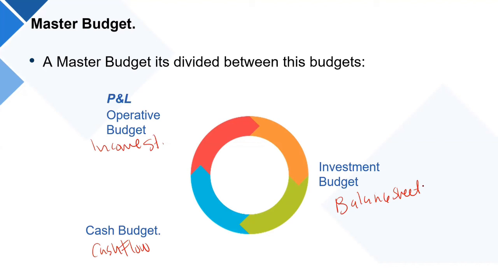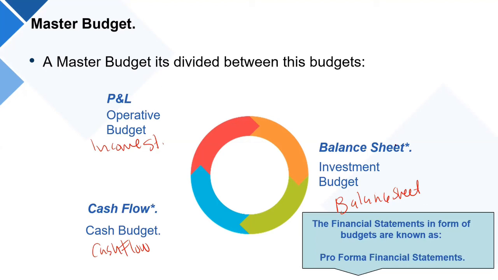Well, let me tell you, you are absolutely correct. The profit and loss or income statement will be the operating budget, the balance sheet will be the investment budget, and the cash flow will be the cash flow budget. And these two have this mark here because these two are actually part of something that is called the financial budget. Don't worry, we're gonna review that next class.